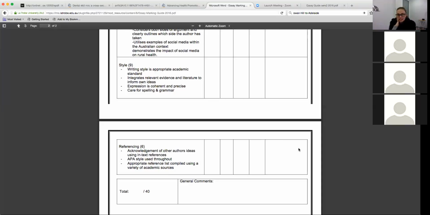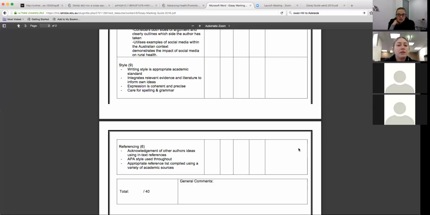And then lastly, you get 6 marks for referencing. So this is making sure it's in APA referencing. Your reference list is in alphabetical order. Your reference list matches your in-text references, and that you've used a variety of reference lists and academic sources. So remember, peer-reviewed journal articles. You could use a textbook. You might even be using some newspaper articles, but that's obviously not peer-reviewed, so you don't want to use too many of those. That's more just for setting context.